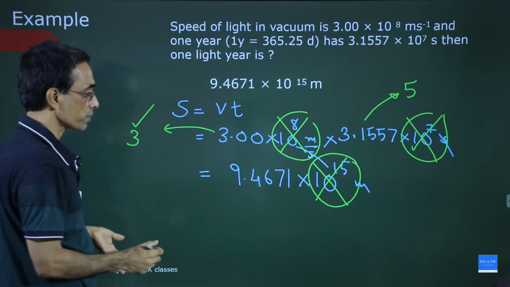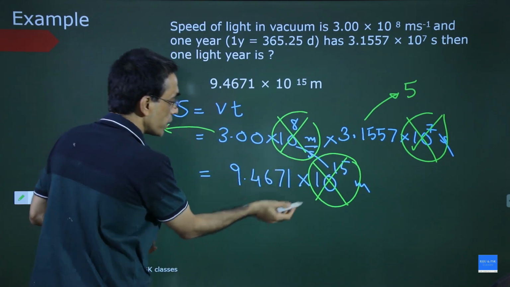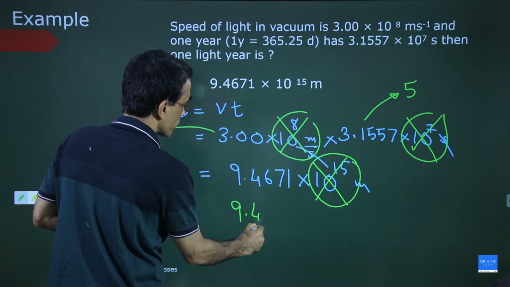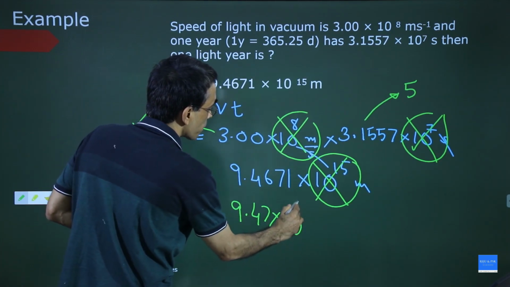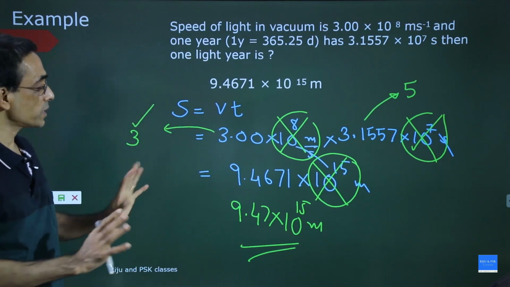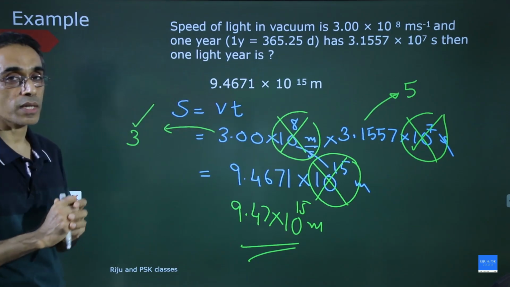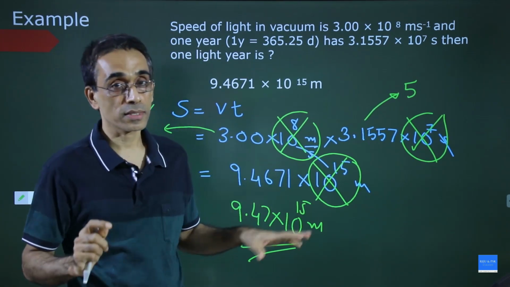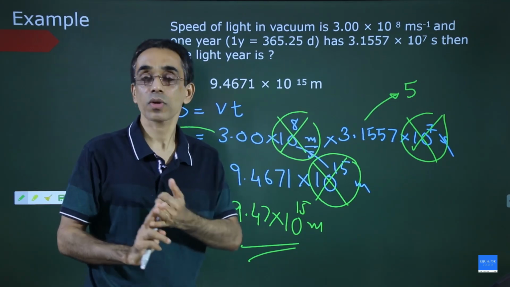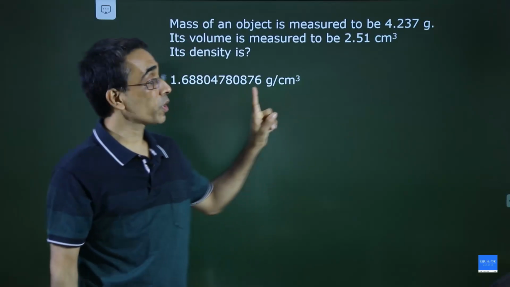So you should round this off. So 1 can be removed without any change in 7. 7 can be removed by increasing 6 by 1. So this gives you 9.47 into 10 to the power 15 meter. Okay. So this is how we round off numbers to properly adjust for significant places. A very hot topic in entrance examinations, be it NEET, JEE Mains or JEE Advanced, you can expect this one. Sure. Now you have one more question here.